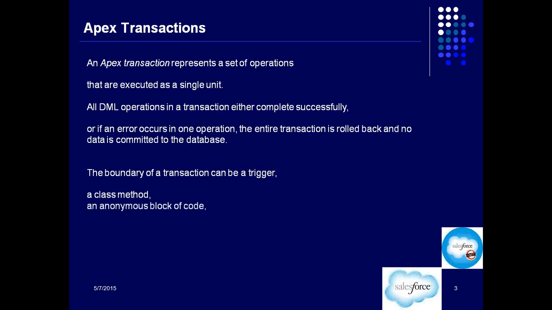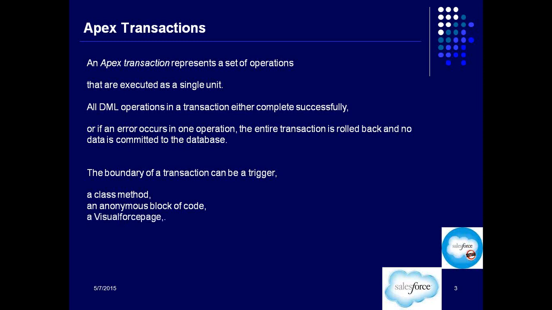An anonymous code block is something which we will discuss possibly in our next session. This is just code that you write at runtime and execute. It's not a part of a method or anything. That code block is also a boundary for an Apex transaction.